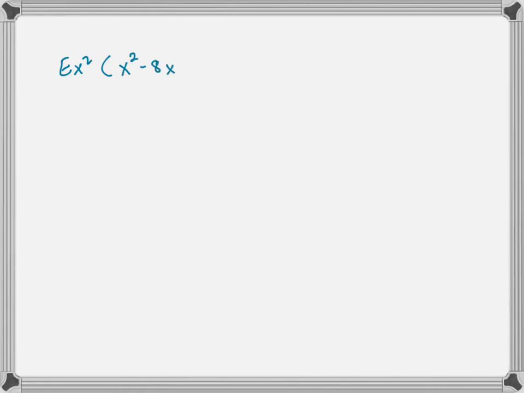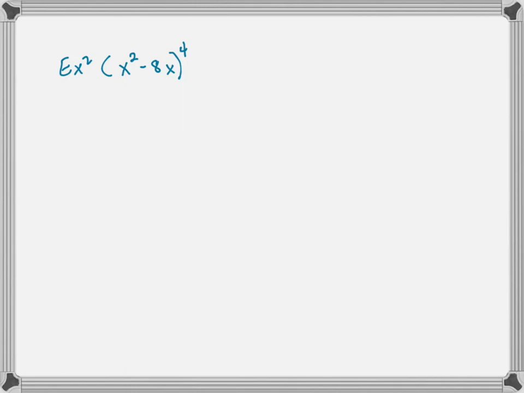Let's look at one more example. x squared minus 8x all raised to the fourth power. Now, there are a variety of ways I could do this. I could multiply x squared minus 8x times x squared minus 8x, and then get that product, and then multiply it by x squared minus 8x again, and get that product, and then multiply it by x squared minus 8x one more time.